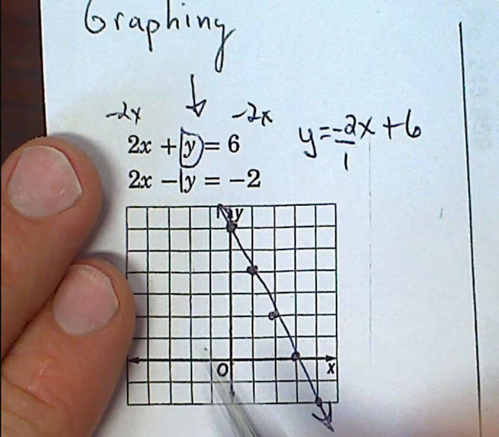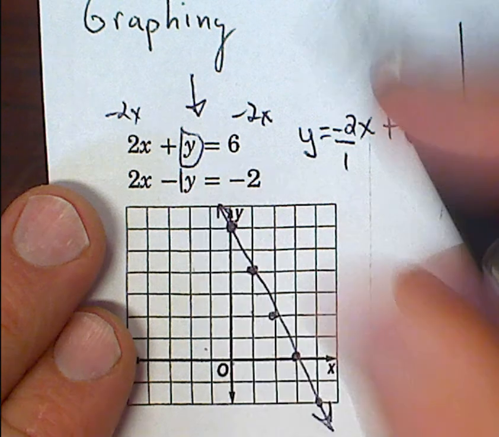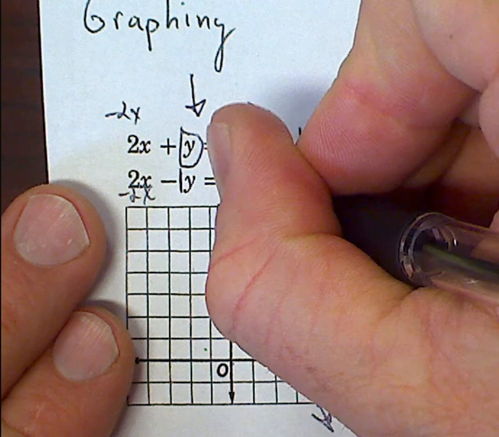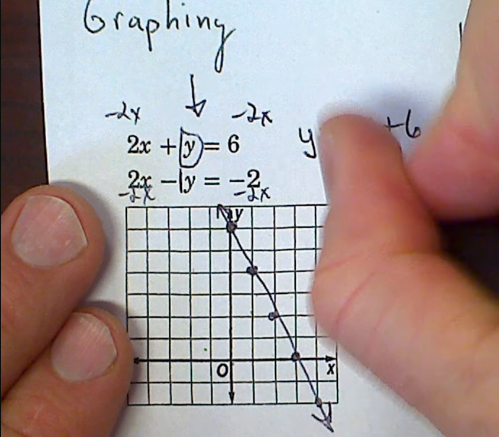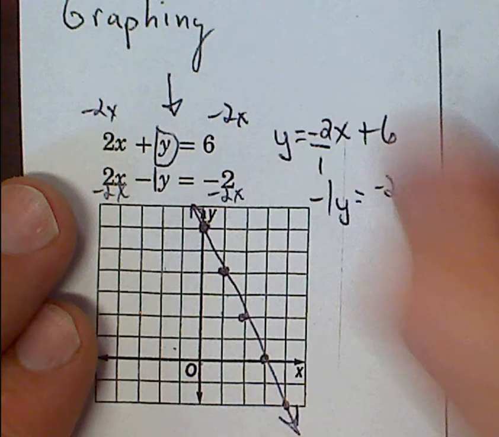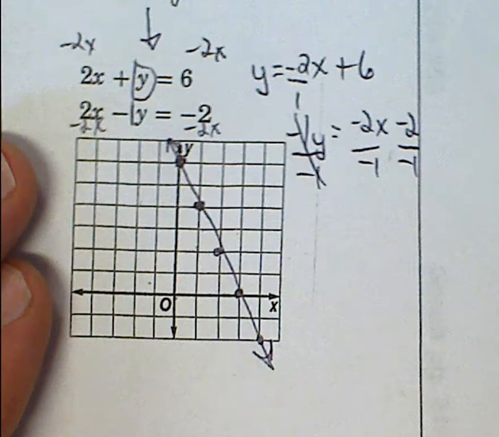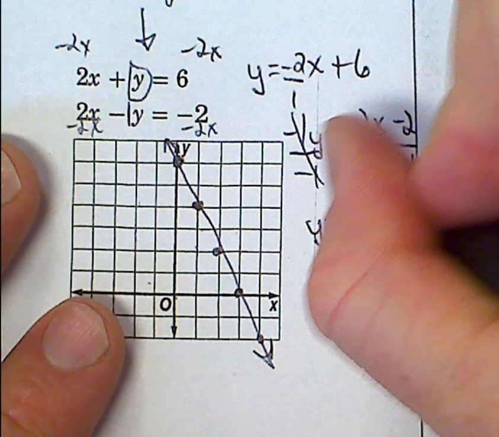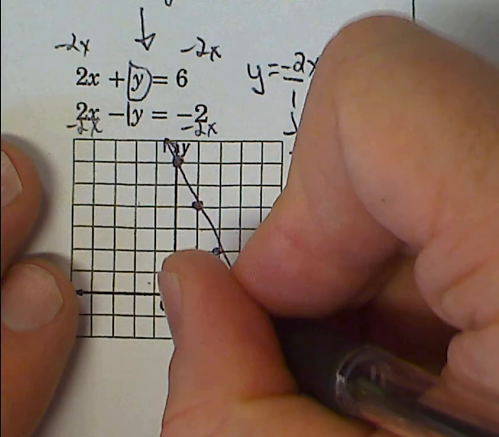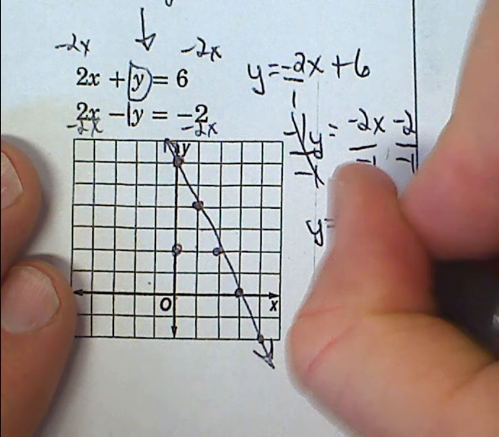My next one, you should get 2x minus 1y. So I'm going to get rid of my 2x, so bring it over, so I get negative 1y equals negative 2x minus 2. I'm going to divide by negative 1. Y equals 2x plus 2. So I start at 2, I'm going to go up 2 over 1.